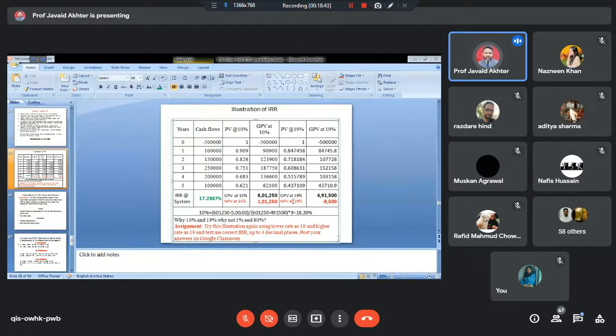What I am asking you here, try this illustration again using lower rate as 18% and higher rate as 19%. Change it from 18 to 17%. Use lower rate as 17%, higher rate as 19% and text me the correct IRR up to 4 decimal places.